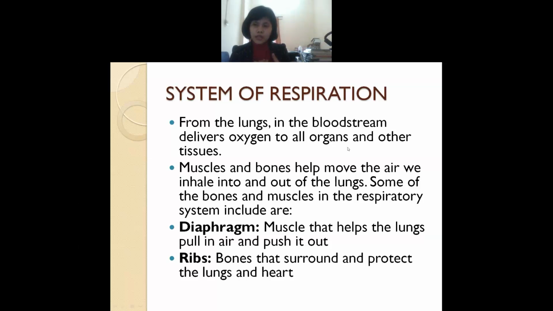So the diaphragm, what does it do? It helps your lungs to take in oxygen and to breathe out carbon dioxide. Is it clear? The diaphragm helps in moving air in and taking out carbon dioxide. And next, in bones, who is responsible for the respiratory system? Your ribs.